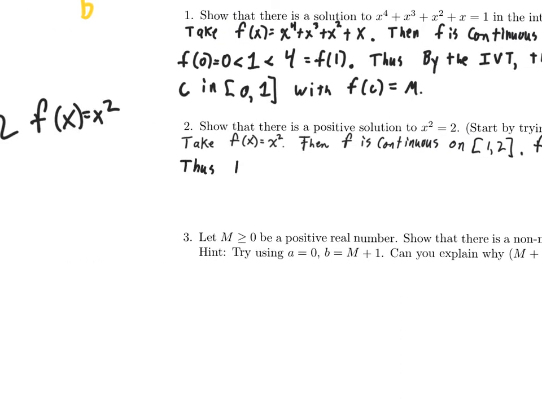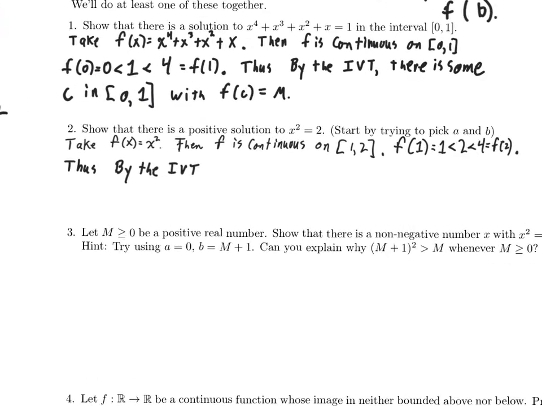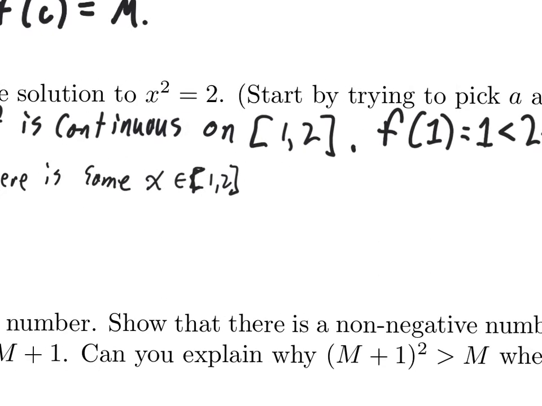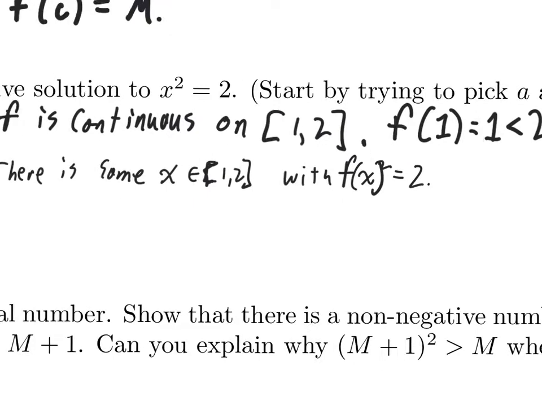Thus, by the IVT, let's see, the IVT does produce a number, a thing that gets called c, but we want a number x. I'll call it x. By the IVT, there is some x in [1, 2] with x squared equal to 2. Let's even put more words in. f of x equal to 2.